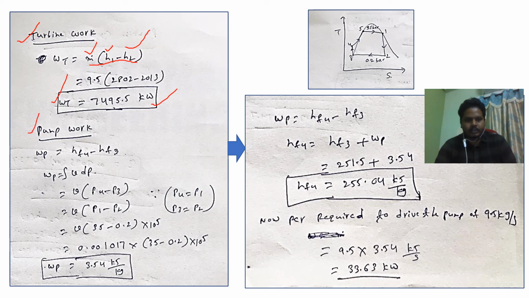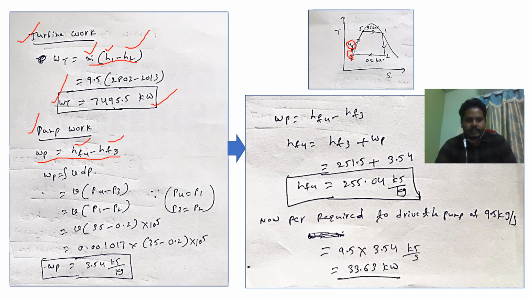The second question is pump work. Work input to the pump equals hf4 minus hf3. Here on the TS diagram, 3 to 4 is the pump work, the work input to the pump. Here both the points are in the saturated liquid zone. So we can write it as hf4 minus hf3.